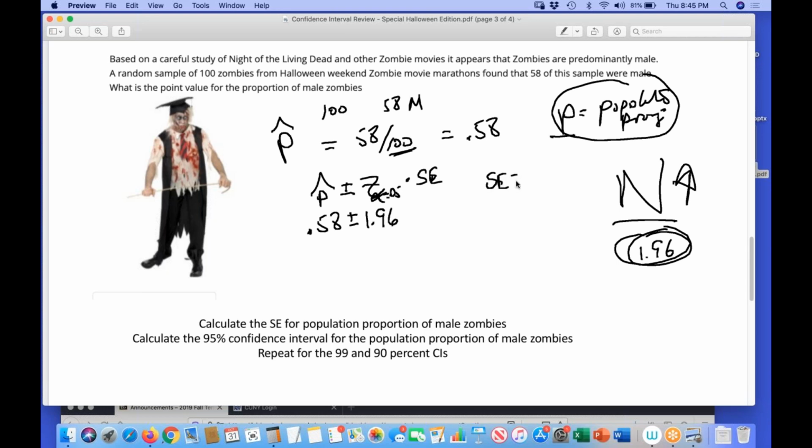Now our standard error is a little bit different, quite a bit different. It is equal to the square root of p times 1 minus p over n. Really, we don't know what p is, so we have to wind up using p cap here instead, because we don't know what the population proportion is. But that's okay because our sample size is large. So the standard error is equal to the square root of 0.58 times 0.42, that's 1 minus p, over 100.